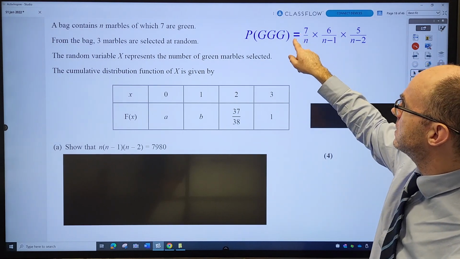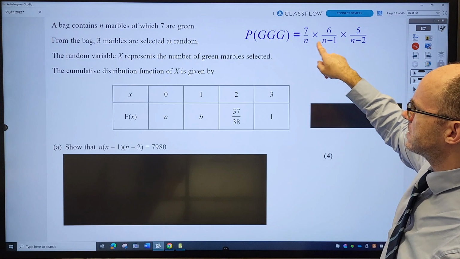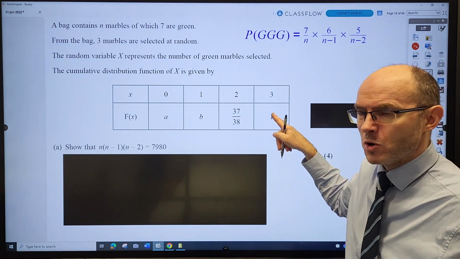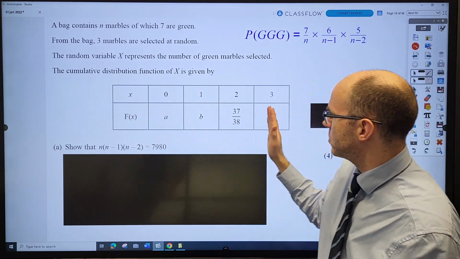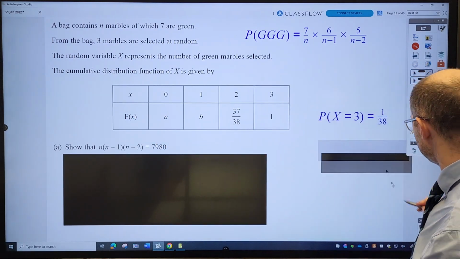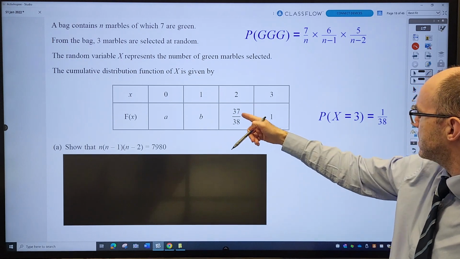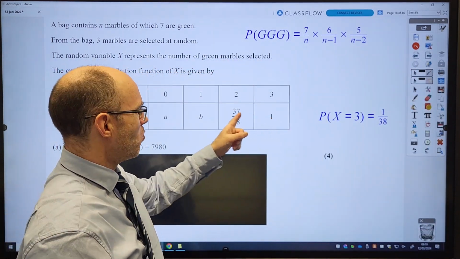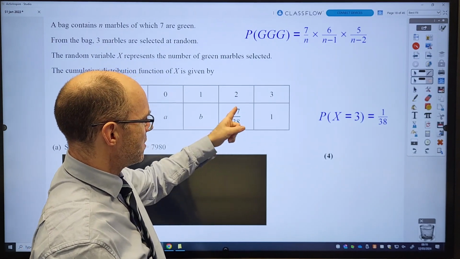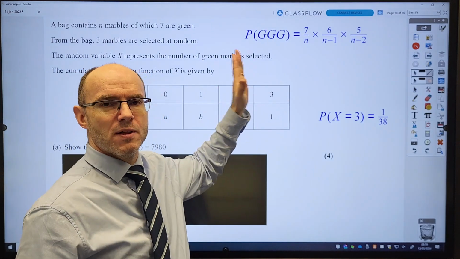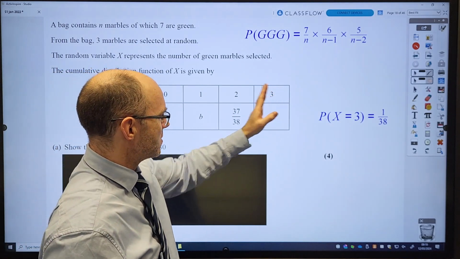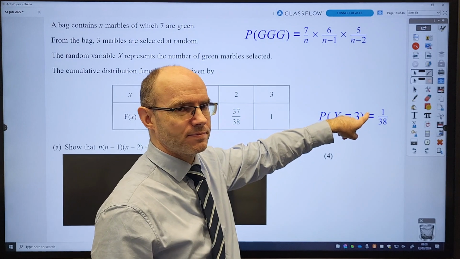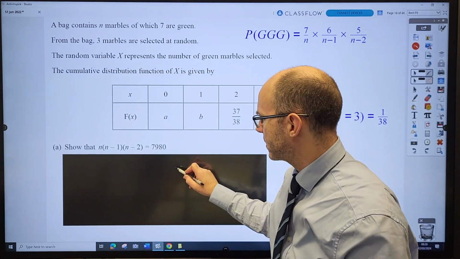So probability of green, and then the next green, well, the next green is this. And we've got here the cumulative probability, of course, is 1 because all of that adds up to 1. And from the table, you can see that the difference between this and this is going to be 1 over 38. So the probability that all 3 are green must be 1 over 38. Because if that's 37 over 38, and the probability of 3 exactly is going to be 1 over 38, such that that plus that is 1. Hoping that's clear. We just got to set that equal to that. And then hopefully get the result as required.